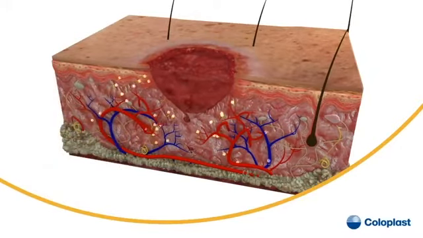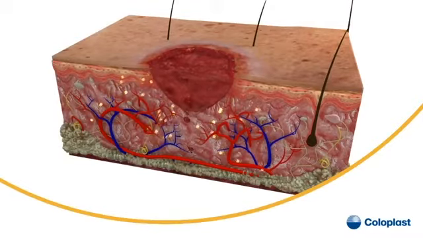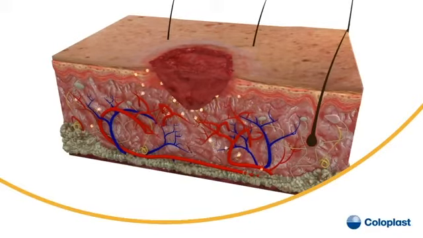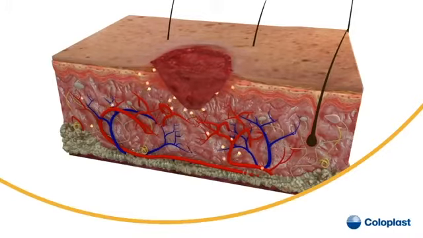In the last part of the proliferation phase, the wound is made smaller by wound contraction. Wound contraction is brought about by specialized fibroblasts with contractile properties called myofibroblasts.